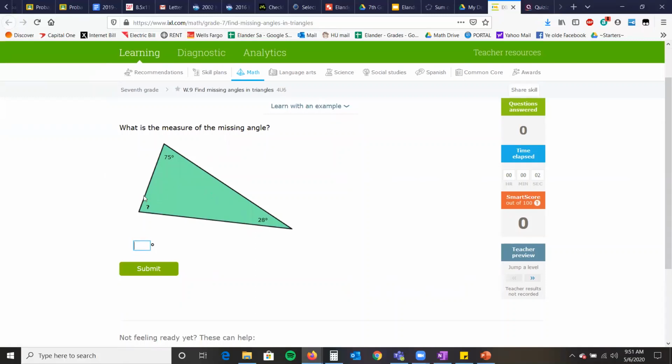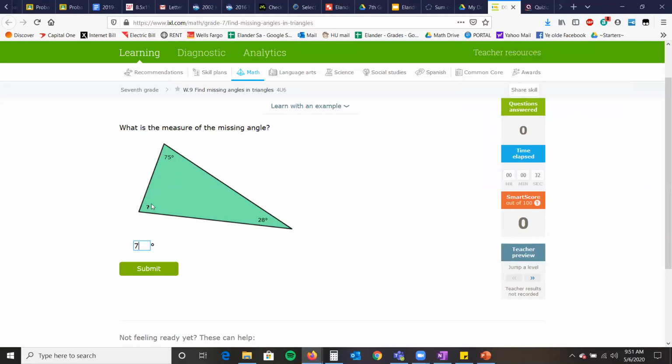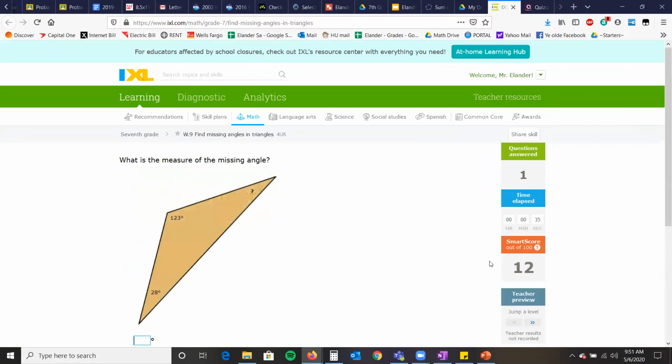So this practice is just like what we've been doing, except it gives you a little visual too. So you know that this should add to 180. You can do the same method. Or if you want to go the other way, 75 plus 28 equals 103. Okay, 103, how do I get that to 180? I would need to add 77, right? That would get me to 180. So I know my missing angle has got to be 77. You can practice those a little bit, and then when you feel confident, you'll take the quizzes.